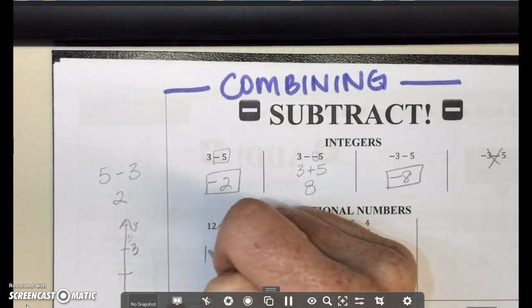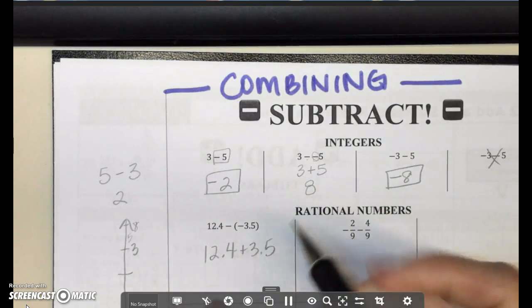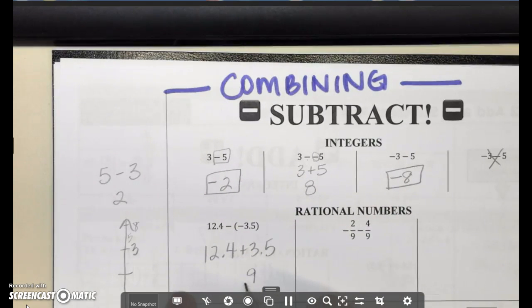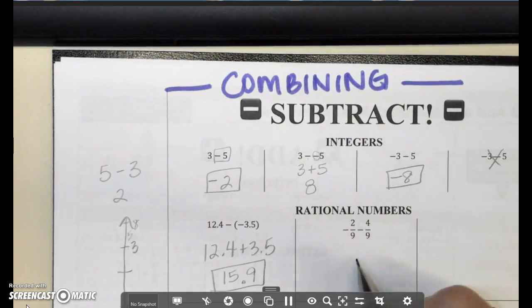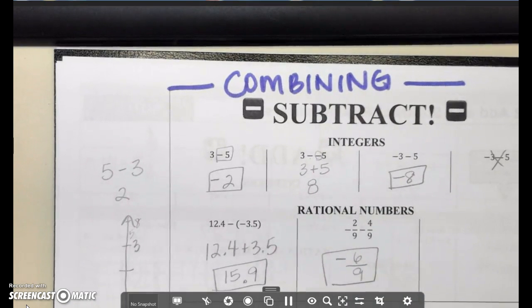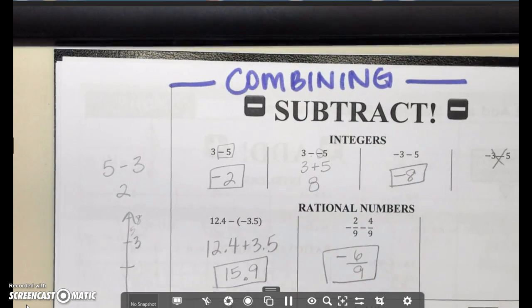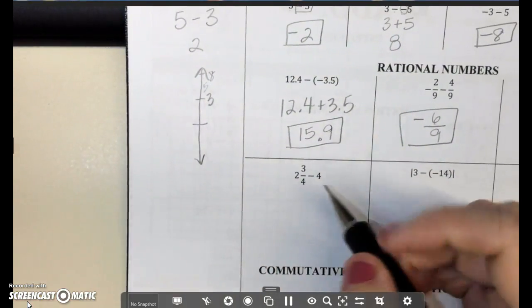So it's actually increasing. So it's 12.4 plus 3.5. Easy, easy. 4 and 5 equals 9. Put your decimal. 12 plus 3 is 15. Easy. Okay? So we can do the same thing here. This would be the opposite of 2 ninths and 4 ninths, which if we added that up, we know we would get 6 ninths. But they're both the opposite, so it's just negative 6 over 9. Okay? So let's go down to some other examples you've got going on here.